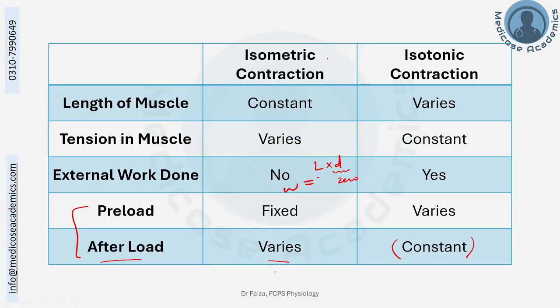And the concept of preload applies to the passive tension in the skeletal muscle fiber produced due to the skeletal muscle fiber length. Now, the skeletal muscle fiber length is fixed in case of isometric contraction, so preload is not going to change. While the muscle fiber length is changing in isotonic contraction, so preload is also changing in case of isotonic contraction.